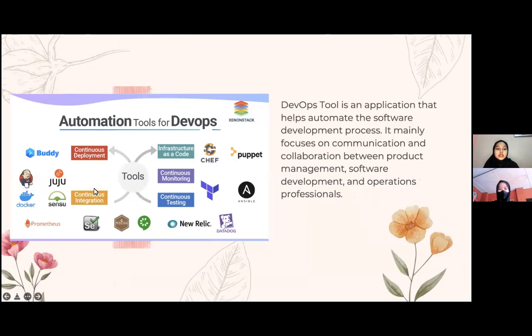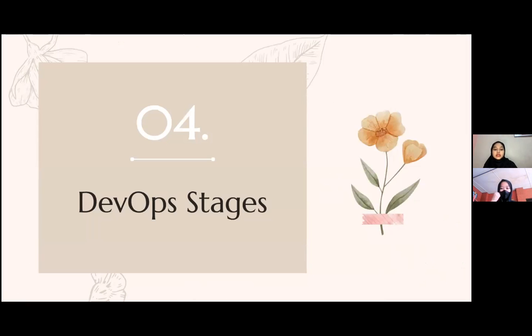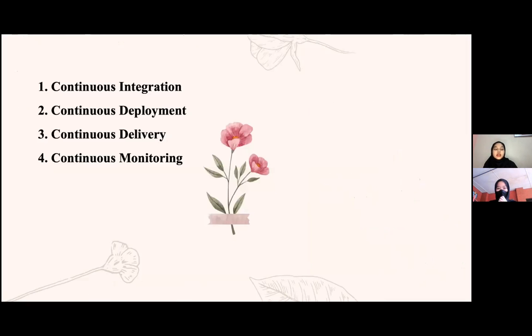These are the tools of DevOps. A DevOps tool is an application that helps automate the software development process. It mainly focuses on communication and collaboration between product management, software development, and operation professionals. The fourth one is DevOps stages. There are four of them.